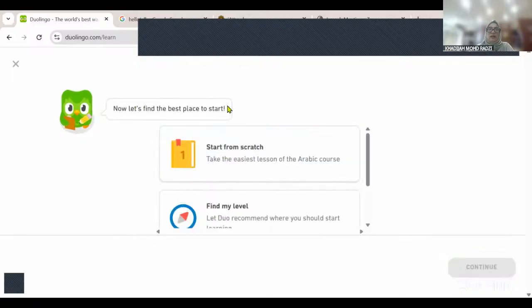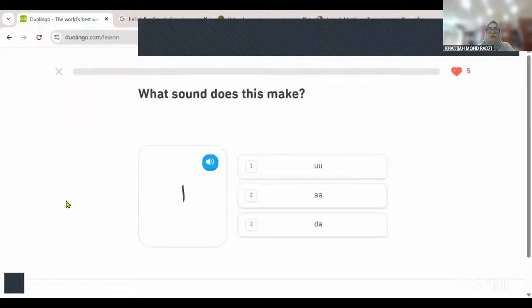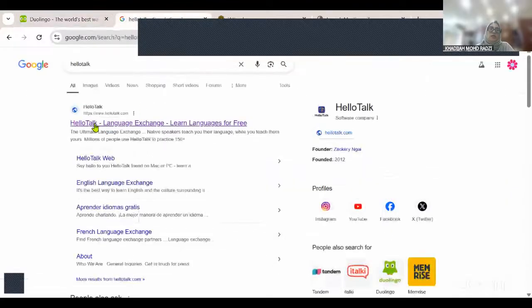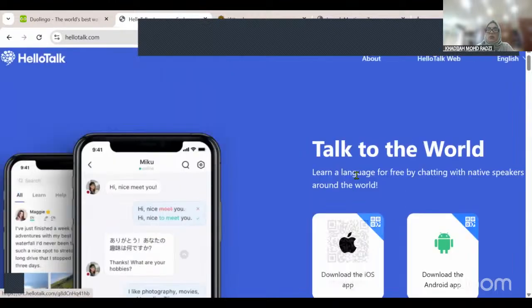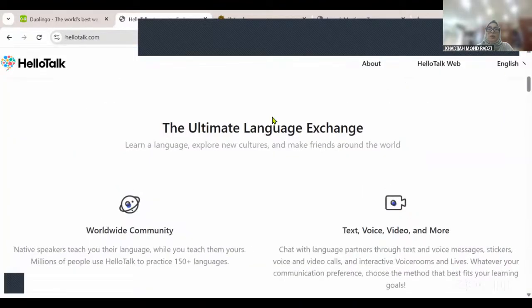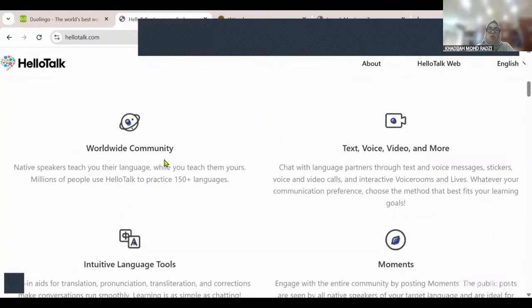Let's find the best place to start. Do you want to start from scratch? Or you can find your level. Let's say you don't know anything about the Arabic language, you can continue. So you can practice. This is Duolingo. Another app that you can use, one example, is HelloTalk. You need to download it through your phone, and then you can use it on the web. For HelloTalk, basically, you can meet people around the world, the worldwide community.